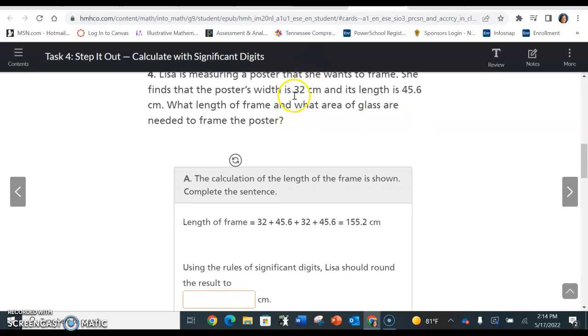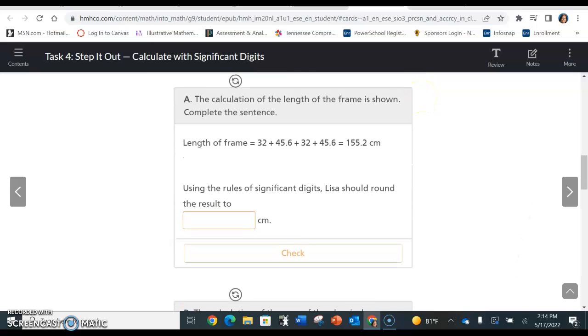And 32 would be the least precise. This one's more precise because it's rounded to the tenth place. All right, so it says the calculation of the length of the frame is shown. Complete the sentence. The length of the frame equals 32 plus 45.6 plus 32 plus 45.6. So that's a total of 155.2 centimeters.